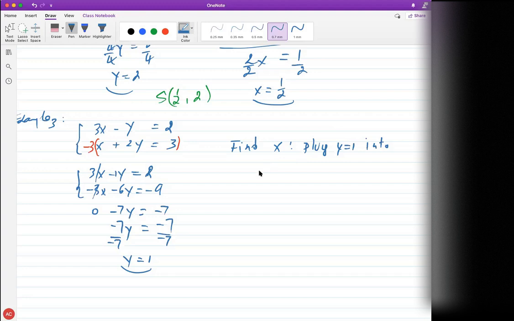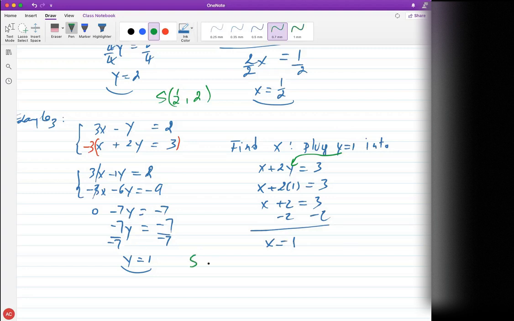So x plus 2y equals 3. So we're going to plug this y here. So x plus 2 times 1, y is 1. So x plus 2 is 3. Subtract 2, so x is 1. That's it. So we found both x and y. That's the solution set. Can write it as a pair.